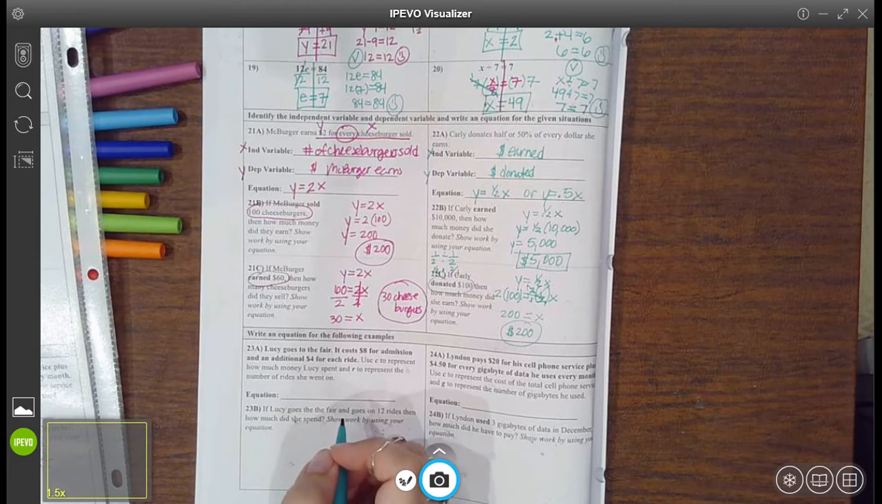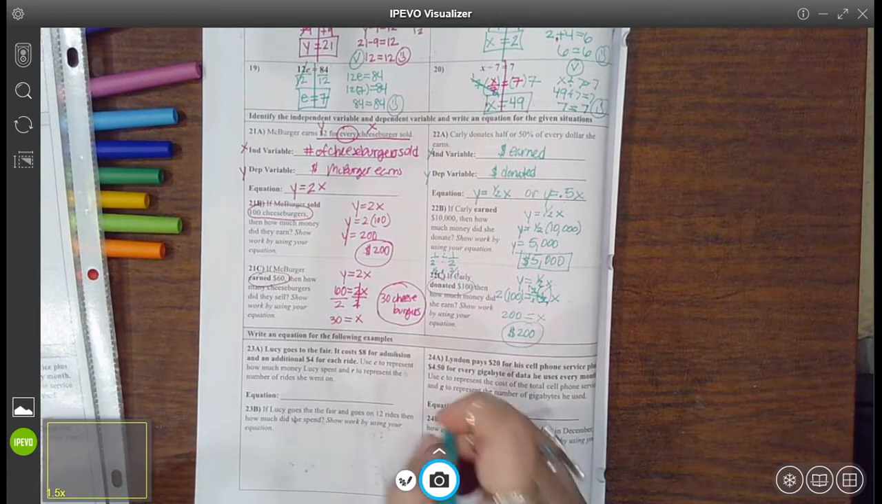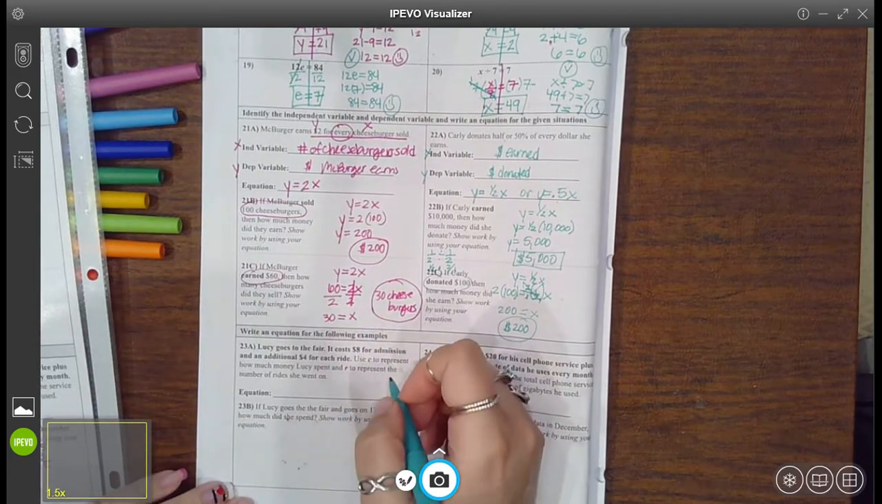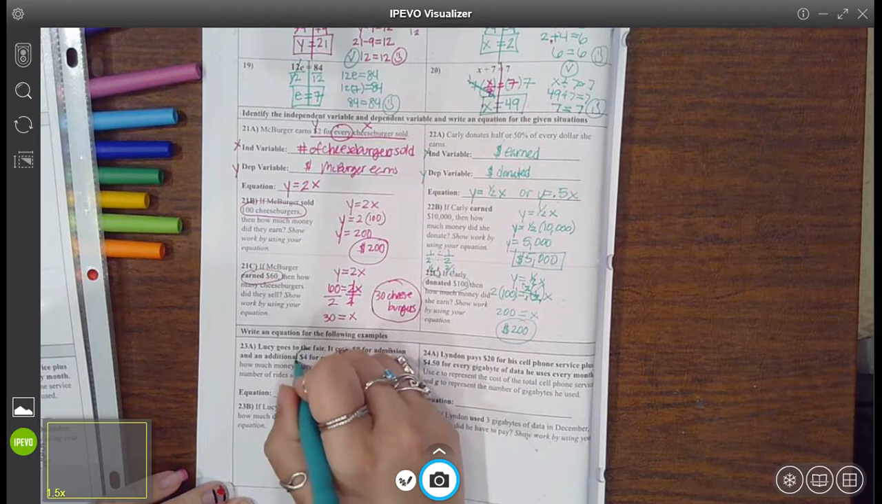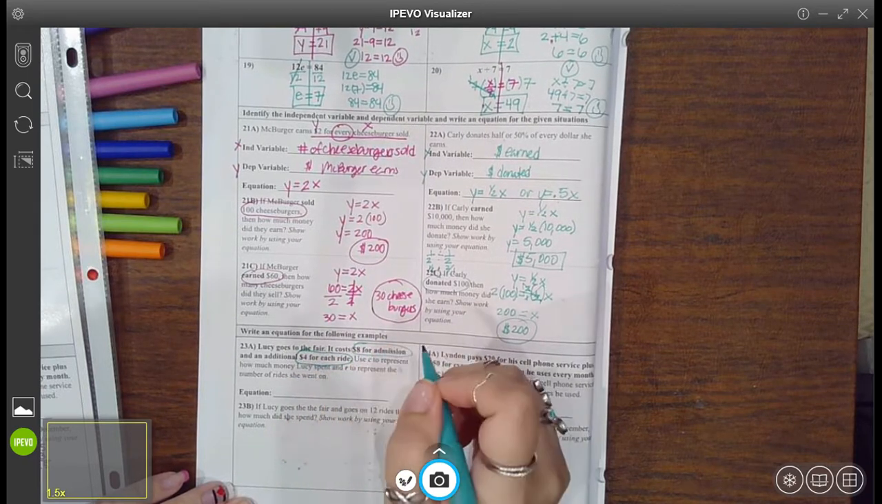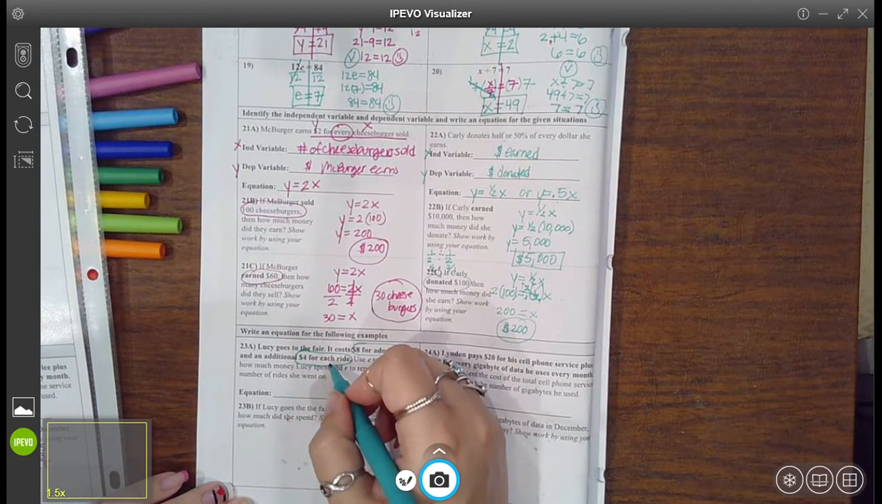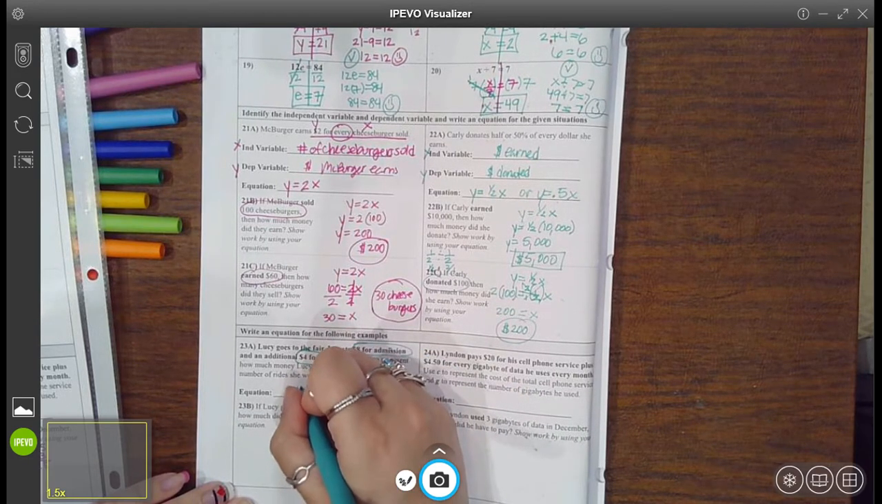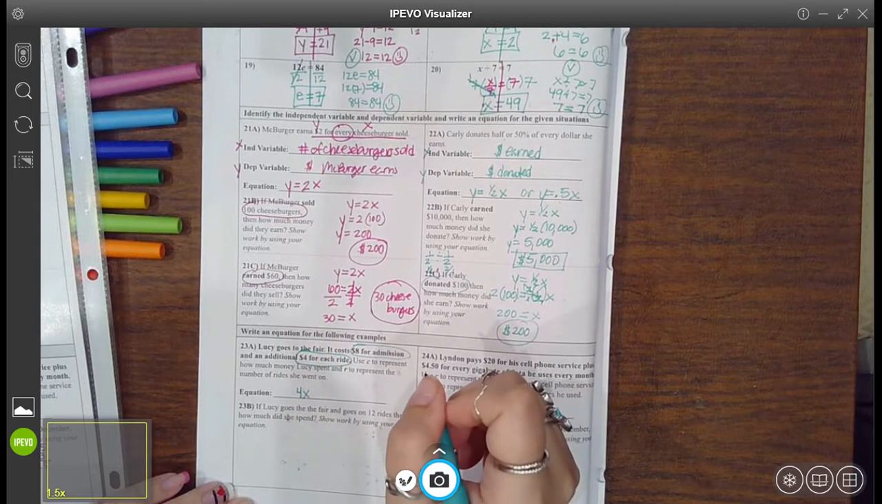It costs $8 for admission and an additional $4 for each ride. Use C to represent how much money Lucy spent and R to represent the number of rides she went on. Okay, so first of all, you have this: 4 for each ride and 8 for admission. Remember when we said we saw the word per, each, or every? That usually gets multiplied with your x, right?